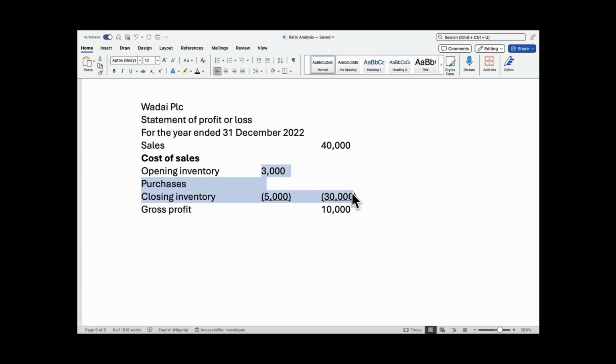Since we have only one unknown, it's like 3,000 plus x minus 5,000 equals 30,000. So if we do 3,000 plus x equals 25,000, x will simply be 22,000. Sorry, I think x will be 32,000. Yes, 32,000. x will simply be 32,000.